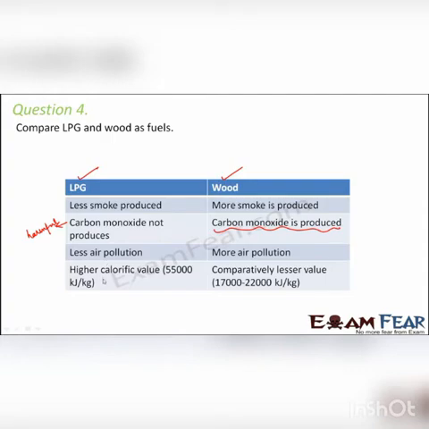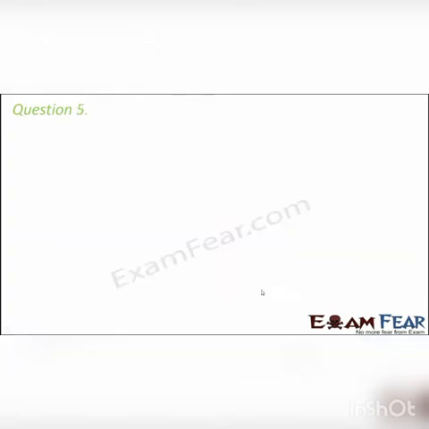If you compare their calorific value, you will see that LPG has a higher calorific value. Calorific value means the amount of heat energy that is produced by burning 1 kg of the fuel. So that means it produces more heat. Producing more heat is again a characteristic of a good fuel. So that way also LPG is a better fuel when compared to wood. So you can actually match their calorific values. LPG is quite higher when compared to wood.